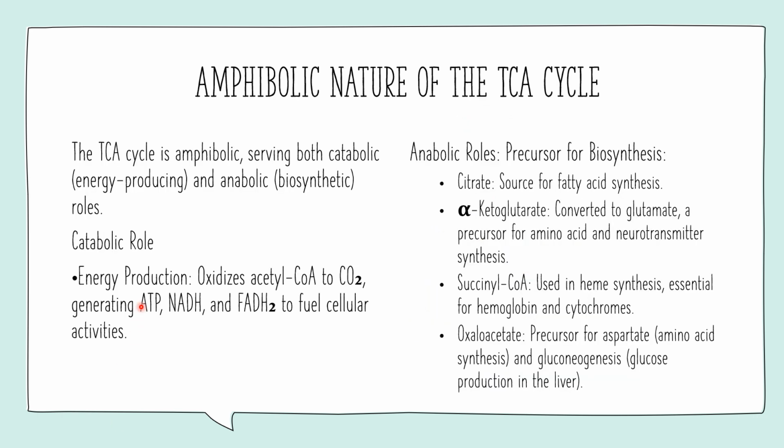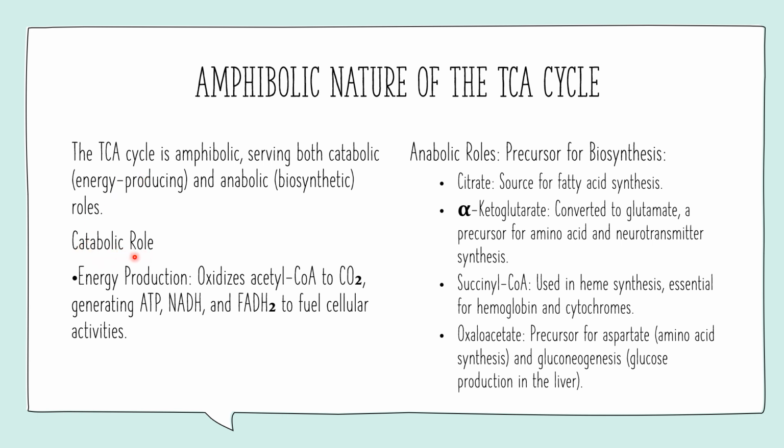Besides providing energy, we think about the TCA cycle as having an amphibolic nature. So what does this mean? The amphibolic nature of the TCA cycle, because it's a central common pathway, is that it has both catabolic and anabolic functions. Its catabolic function is mainly in the production of energy, where we have seen the TCA cycle is able to oxidize acetyl-CoA to carbon dioxide, and in the process generates ATP, NADH, and FADH2, which are all used in the electron transport chain to provide us with energy. So this is one of the major roles in catabolic functions.